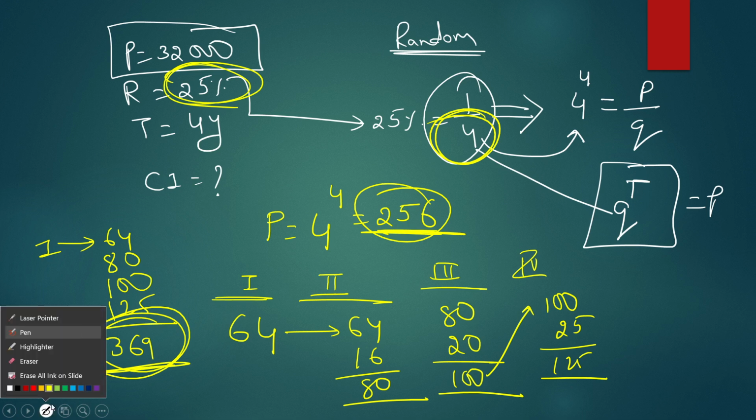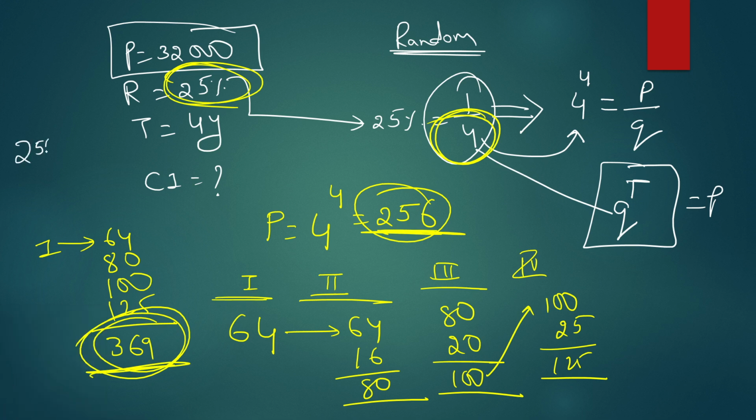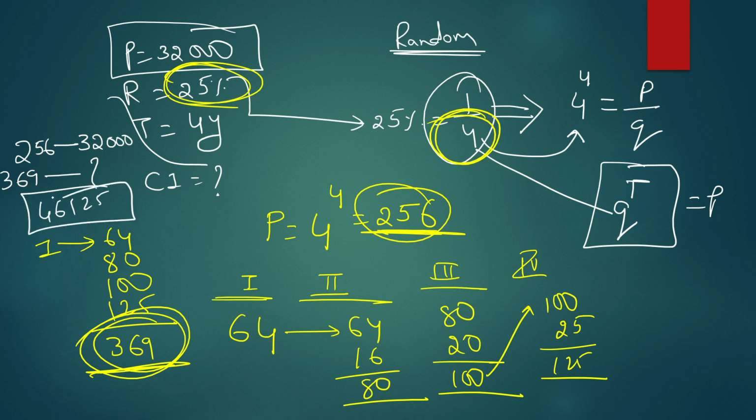Now you just cross multiply. That means my problem's 256 corresponds to the original problem's P value of 32,000, then my problem's interest 369 equals how much in the original problem? Just cross multiply, and you will get again the same answer you got in the previous case.